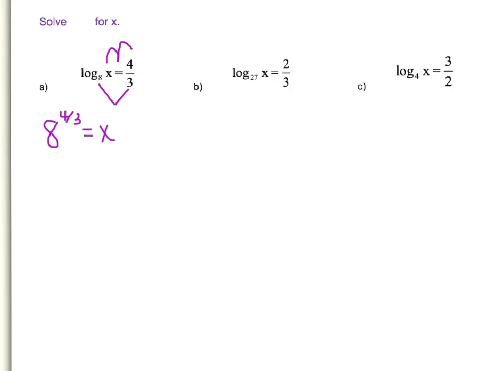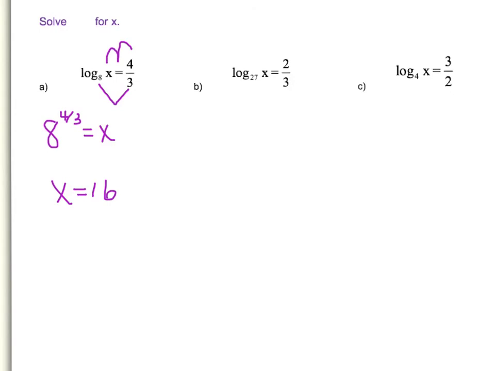Now at this point, all you need to do if you have a TI-84 graphing calculator is put 8 to the 4/3 power in your calculator. And most of them you need to do 8, caret, and then in parentheses put 4 divided by 3, and then press enter. And when you do that, you will get x equals 16.